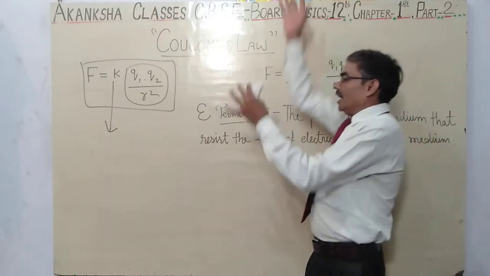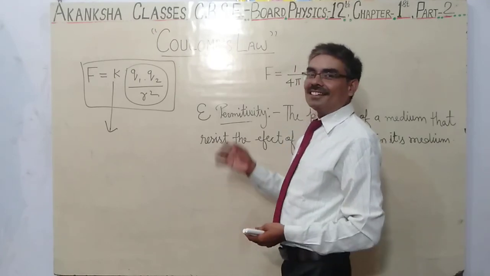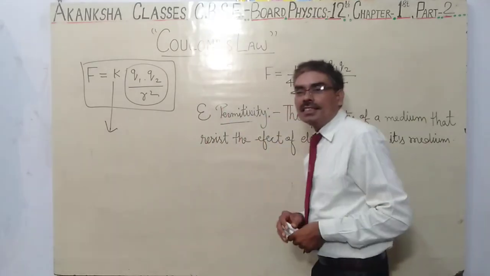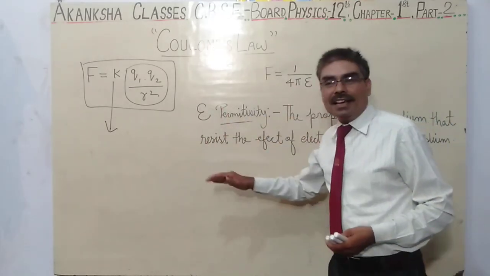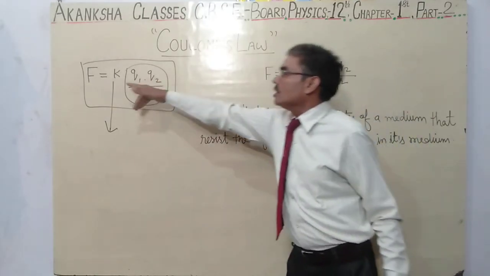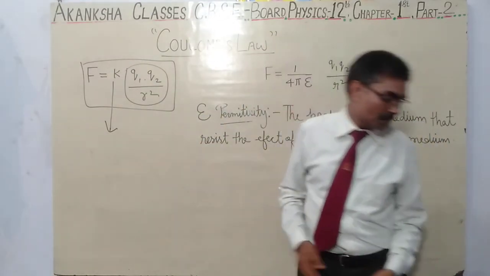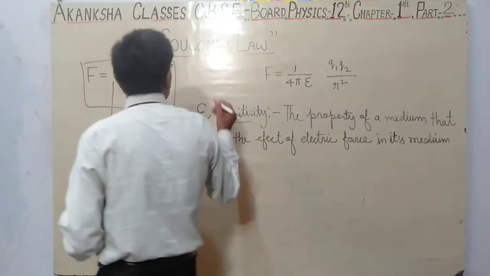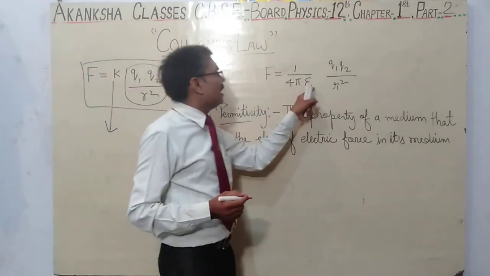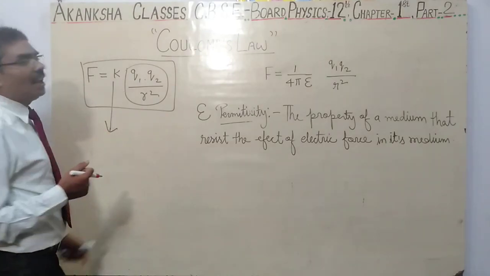This means the more dense the medium, the less the electric force. This means when permittivity is low, force between two charges is high. When permittivity is high, force is low. Students, this is governed by one by 4 pi epsilon.